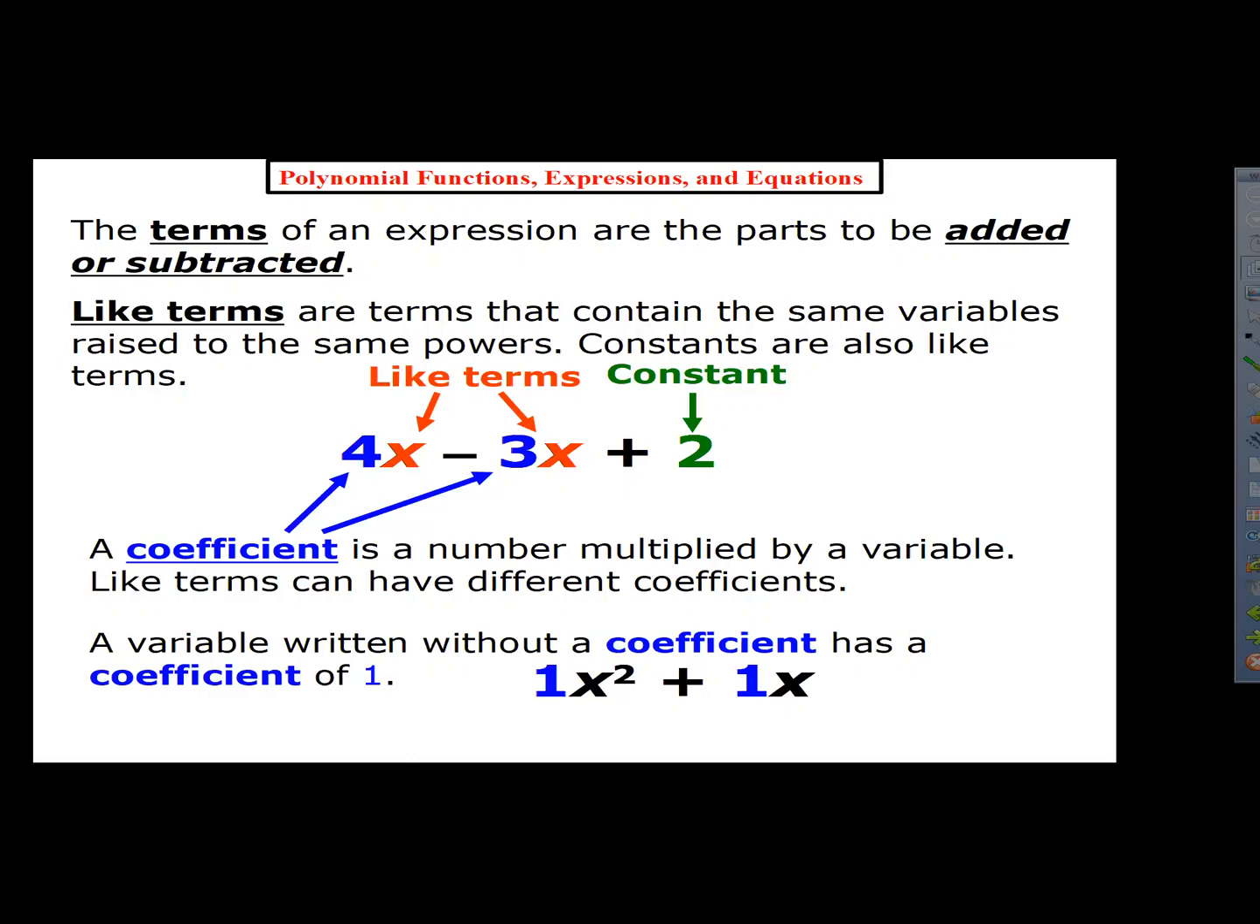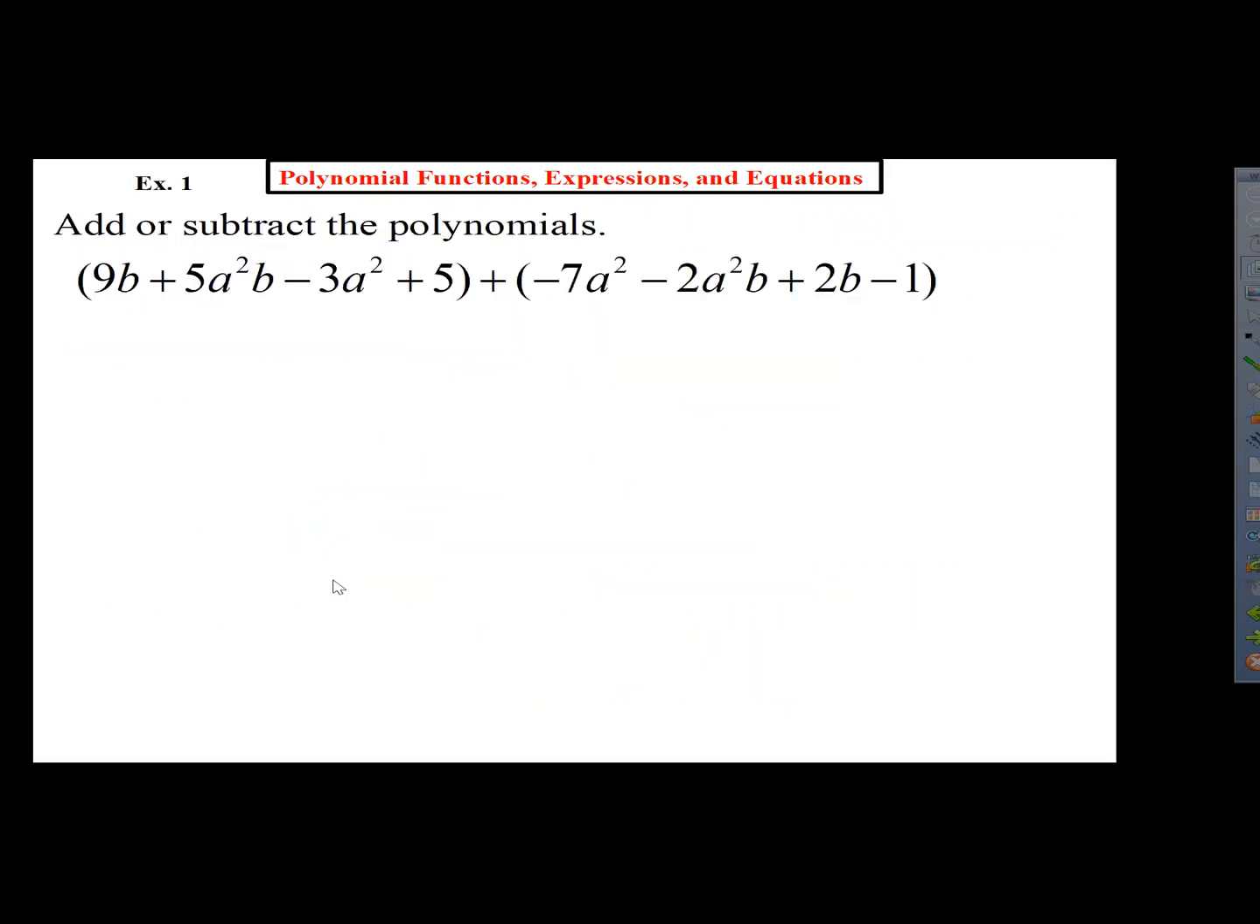All right, let's go straight at it. Here we go. Example 1, copy this down. Add or subtract polynomials: (9b + 5a²b − 3a² + 5) + (−7a² − 2a²b + 2b − 1).